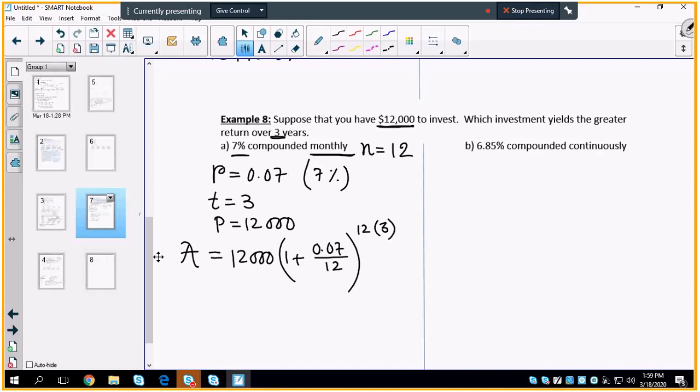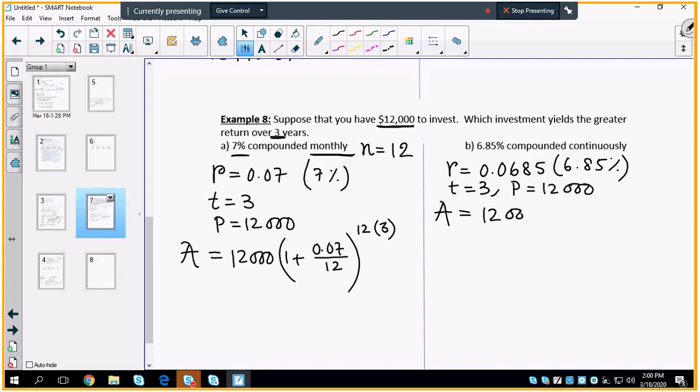Whereas when I'm doing continuous compounding, the rate of interest is 0.0685 because it is 6.85%, a little less than for the monthly compounding. So the money accumulated in this situation, because time is still 3 and the principal is still 12,000, after 3 years will be 12,000 times e to the power 0.0685 times 3. And we will find both of these numbers and round to the nearest cent, or 2 decimal places.